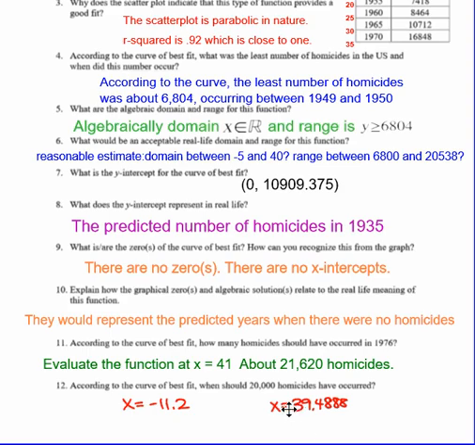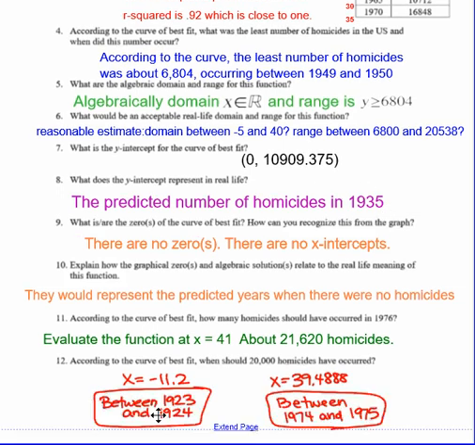Keeping in mind that these are our x values, in order to find out what year those are, we would want to take those in relation to the year 1935. And so this is somewhere between 1923 and 1924, and this would be somewhere between 1974 and 1975.